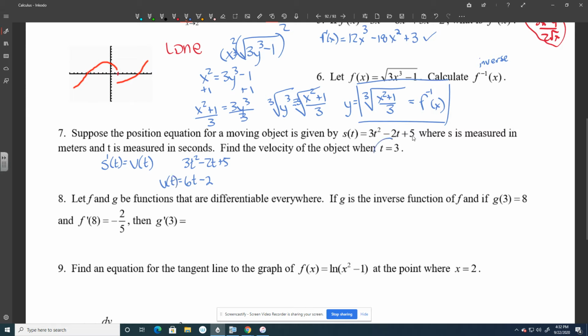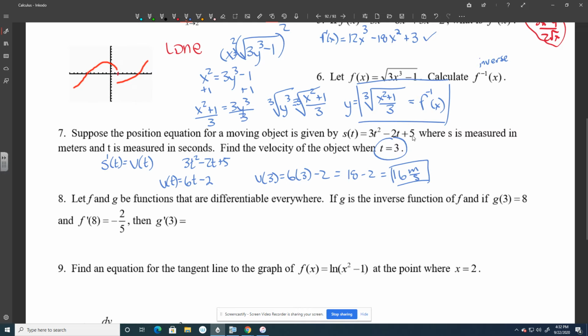It wants my velocity when time is equal to 3. So v of 3 equals 6 times 3 minus 2, which is 18 minus 2, which is 16. And I would say that it's not just 16. It's measured in meters and seconds. So that's 16 meters per second.